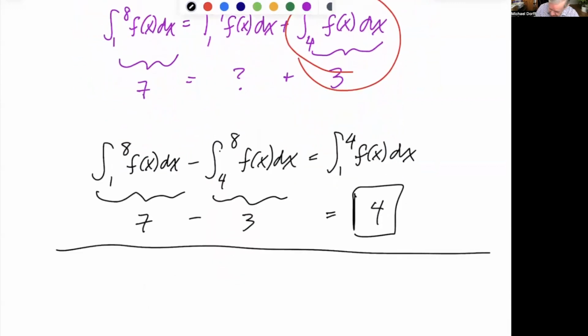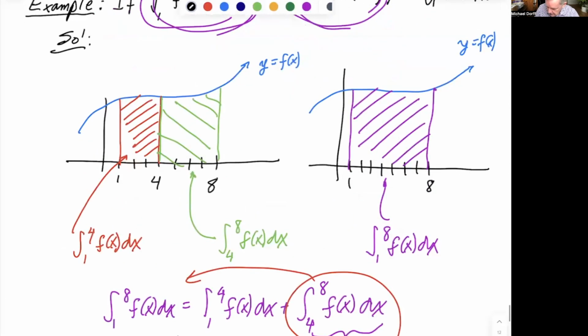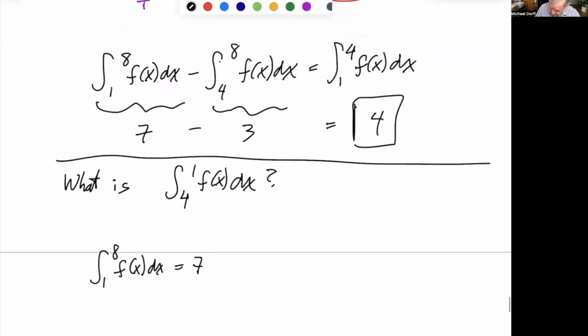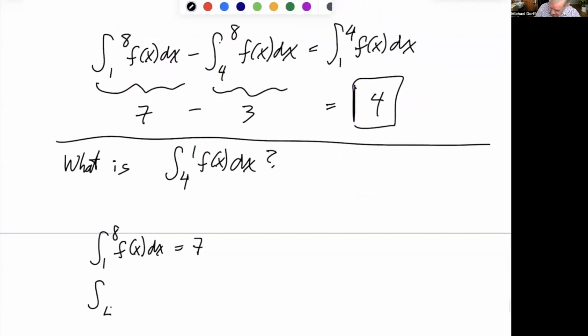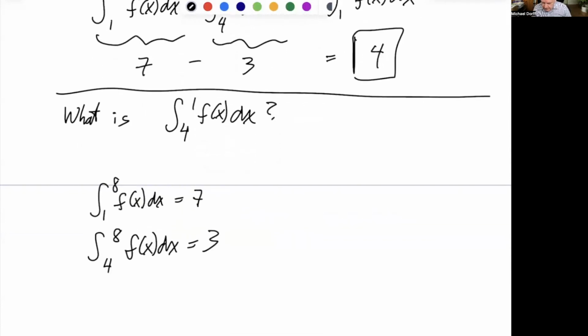Let me just change this problem for a second. What is the integral from 4 to 1 of f of x dx? Now we could draw out figures like we did up here earlier, but let's just use some of the properties that we talked about. Again, we know the integral from 1 to 8 of f of x dx is 7. That was given to us. And we know that the integral from 4 to 8 of f of x dx equals 3. So instead of drawing out the graphs, let's just use the properties.